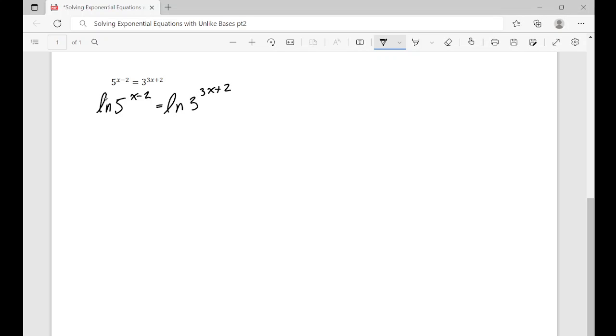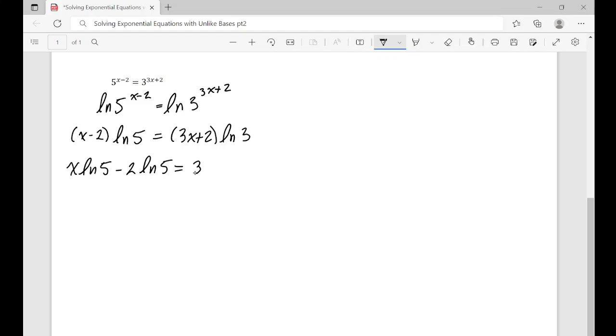Now I can move my exponents in front. So x minus 2 ln 5 equals 3x plus 2 ln 3. And now I need to distribute the ln 5 into the parentheses and distribute the ln 3 into the parentheses. Doing so will give me x ln 5 minus 2 ln 5 equals 3x ln 3 plus 2 ln 3.